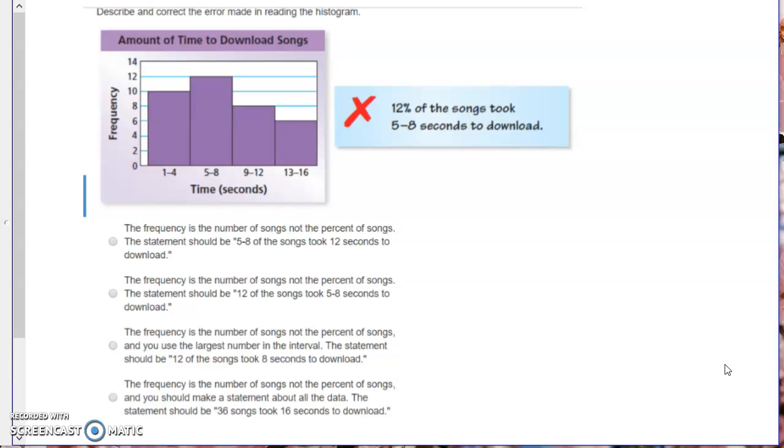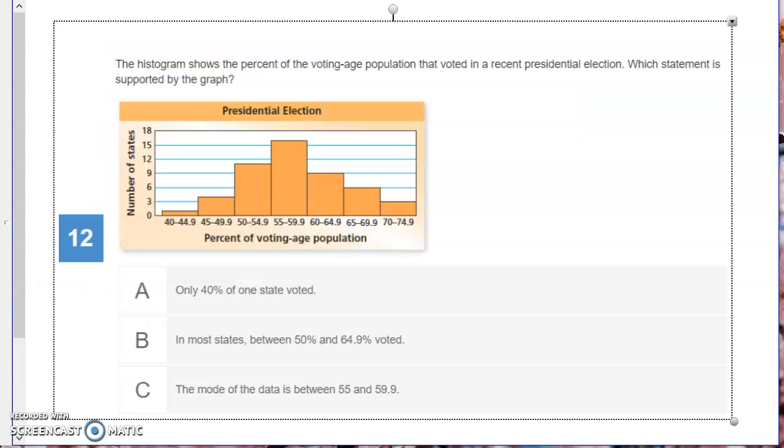But then the statement they say is 5 to 8 of the songs took 12 seconds to download. And that's not accurate. It's 5 to 8 seconds, and then it's 12 songs took that long. So they just have that worded the wrong way. The second one says the frequency is the number of songs, not the percent of songs. That's right. The statement should be 12 of the songs took 5 to 8 seconds to download. And that is the accurate one. So the correct choice for the first one was the second one right here.